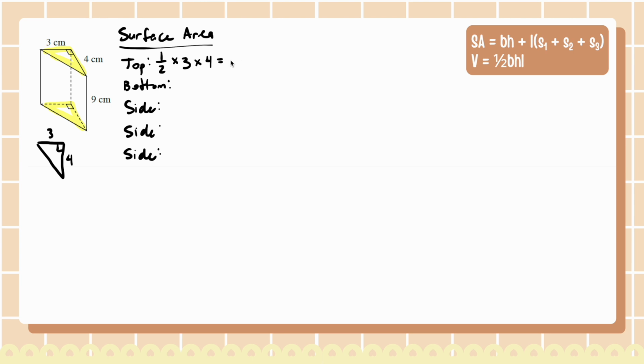If I multiply all of those, that gets me an area of 6. And if the top is 6, that means the bottom is 6 as well. All right, now let's move on to calculating the area of this front side over here.